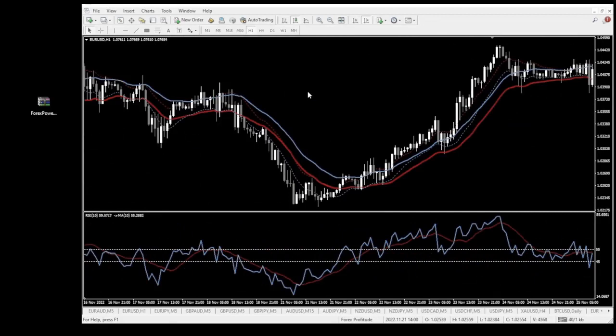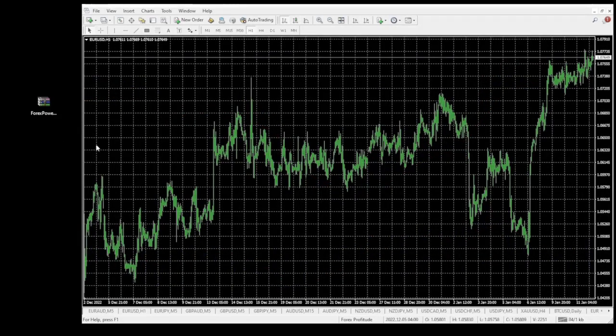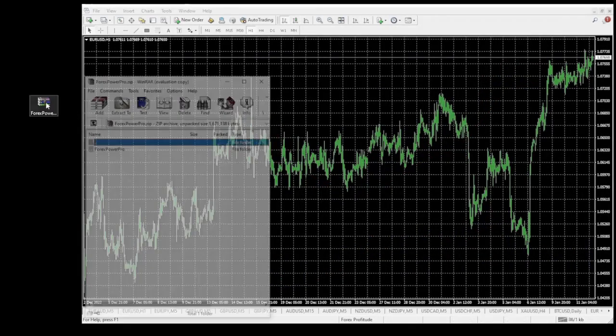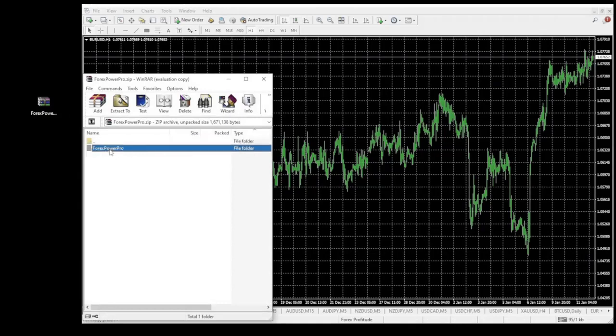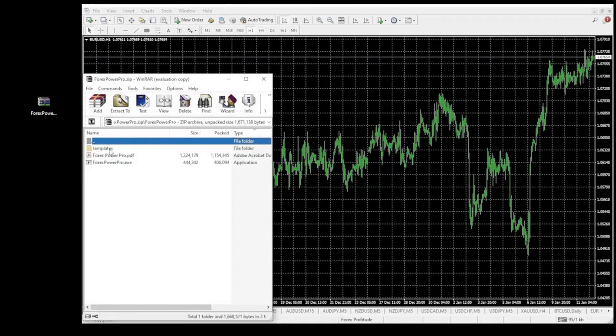All right. Now with the auto installer done, I'm going to show you how to install the template manually. We're going to start from the beginning. I'm going to open the zip file. And again, open the FOREX Power Pro folder. And now we have this templates file folder. Now, before I do anything with the templates file folder, I have to open the data folder of the MT4 platform, because we're going to be dragging and dropping the template from the zip into the data folder.